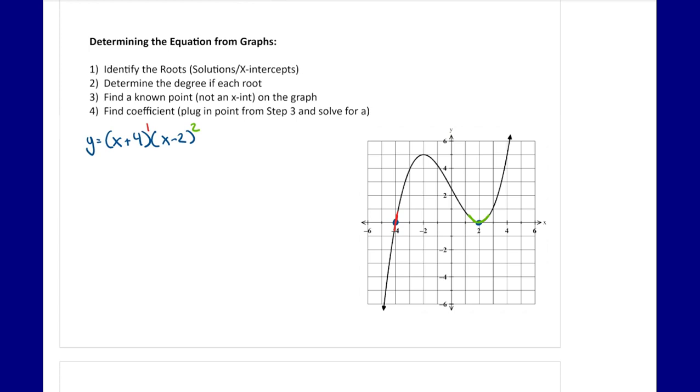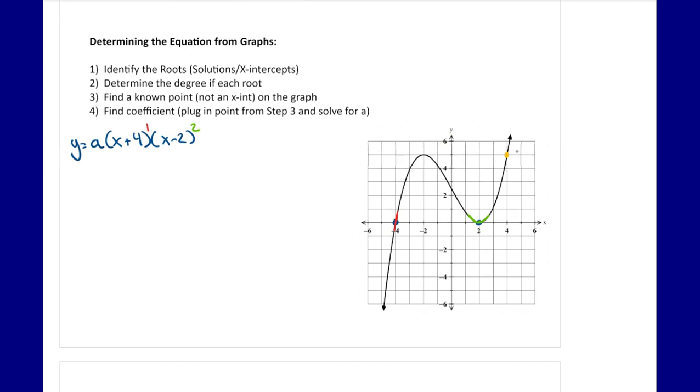Now, there may be a coefficient, a value in front, an a value. So technically, I'm going to erase this part. I'd have y equals a times (x plus 4) to the power of 1 times (x minus 2) to the power of 2. What we need to do now is figure out another known point on the graph that is not an x-intercept. So it might be an exact value, or do your best maybe to approximate.